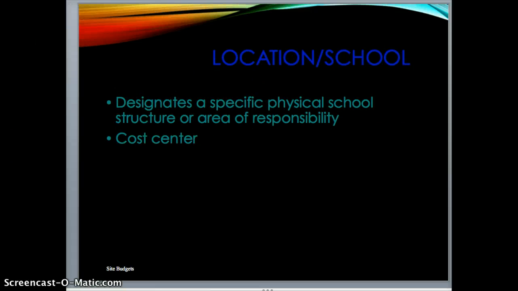The last piece is the location or the school number. So sometimes districts want to identify a set of accounts and run reports for a particular school or a particular cost center. And so this particular component will identify that.